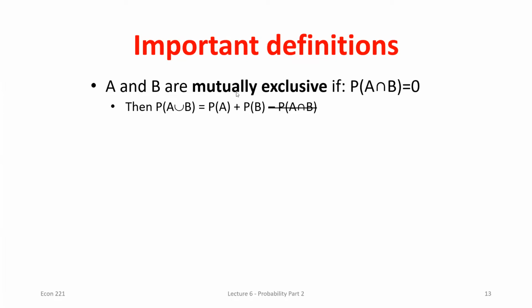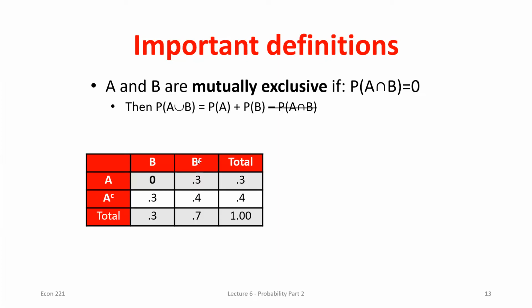So if two events are mutually exclusive, what we're really saying is the intersection is 0, which makes finding the union really easy. Because now, if the intersection is 0, we haven't double counted anything. There is no intersection. There's nothing that's in both of these events. So if they're mutually exclusive, to find the union of two events, we can simply add the probability of the two events together. There's nothing to subtract.